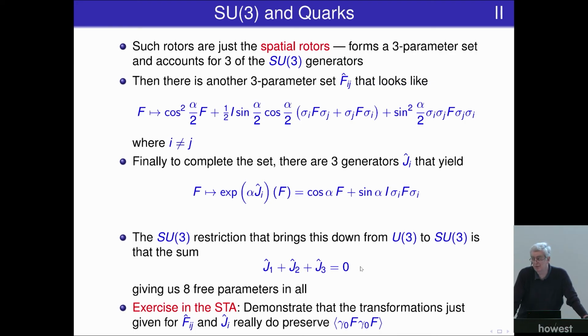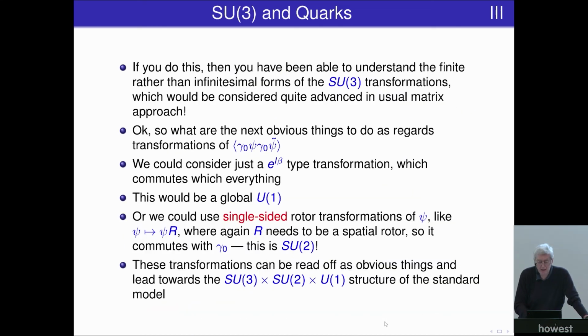And what I invite you to do, when you get the slides, is demonstrate that these transformations I've just told you actually really do preserve gamma naught f gamma naught. And if you do this, you'll have been able to understand the finite rather than infinitesimal forms of the SU3 transformations. And you do it just by fairly simple manipulations in the space-time algebra. Doing that with the finite forms, we've considered really quite advanced in the usual matrix approach.